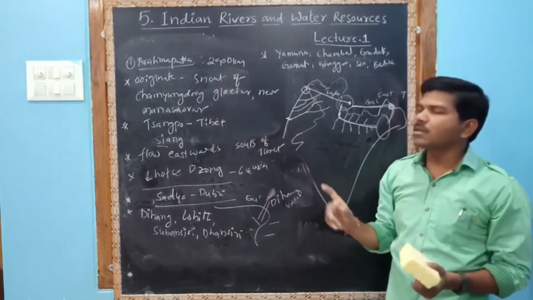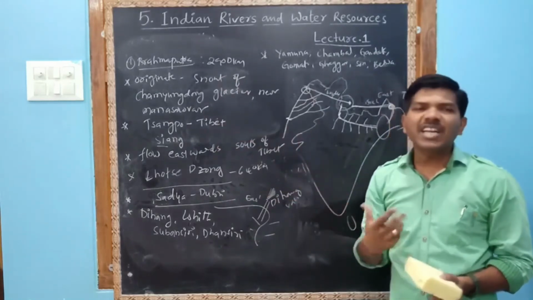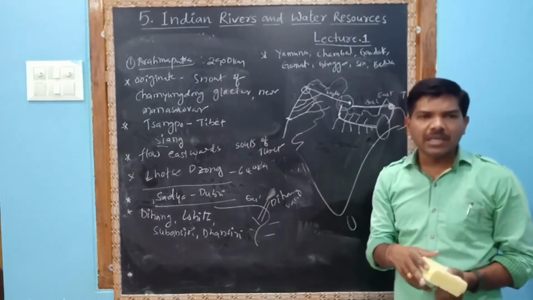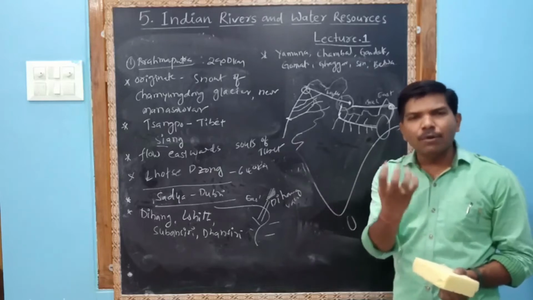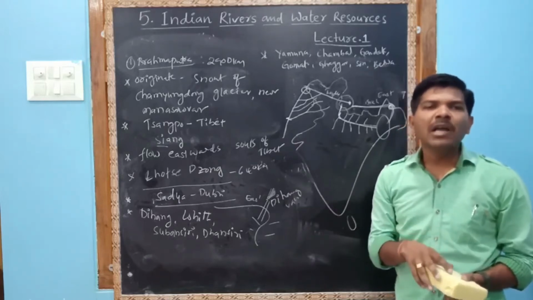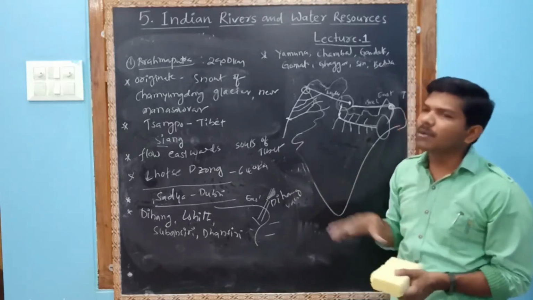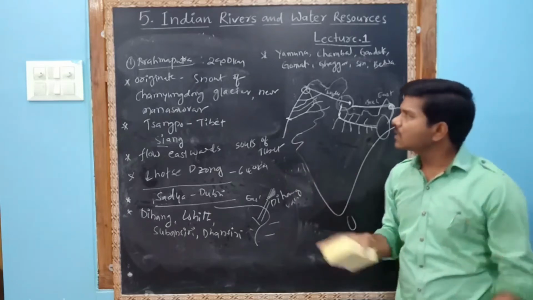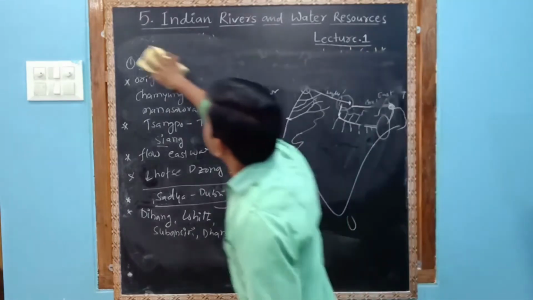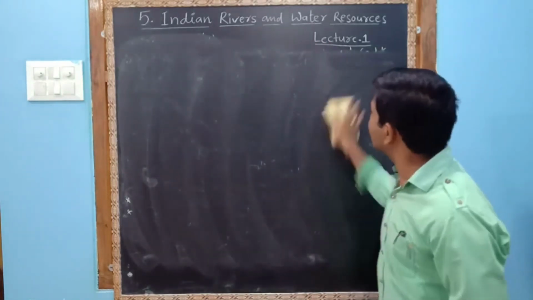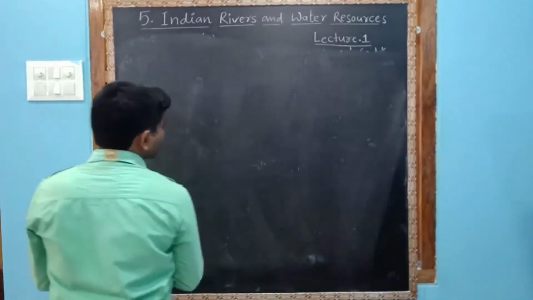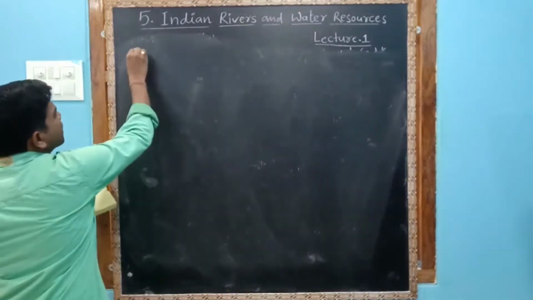These rivers create V-shaped valleys. These Himalayan rivers bring a lot of silt due to erosional activity. So this is about the Himalayan rivers. Next, let us see the Peninsular Rivers. What are the Peninsular Rivers? Let us define the Peninsular Rivers also.